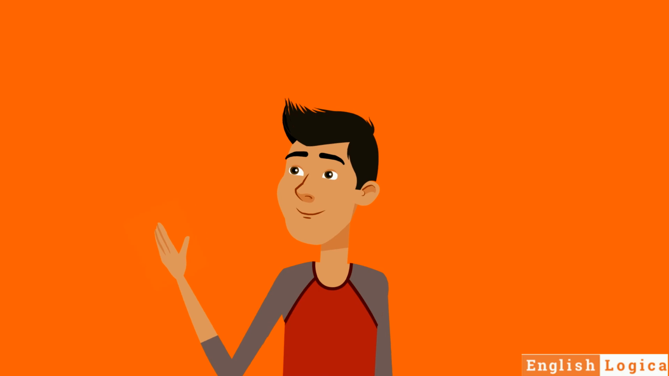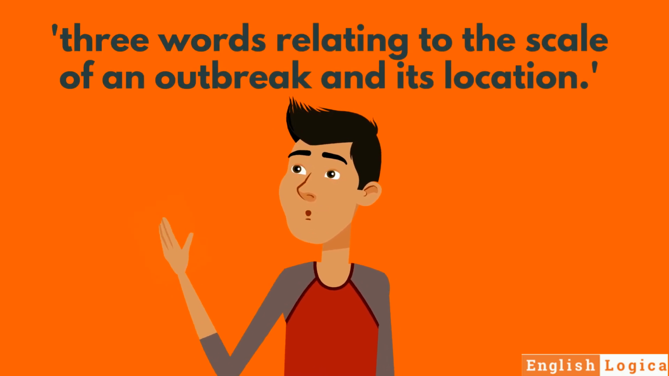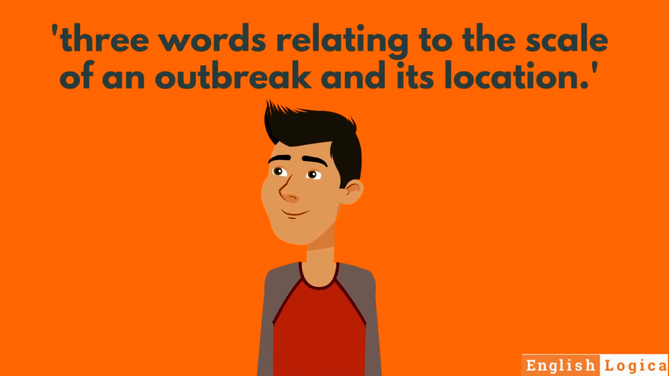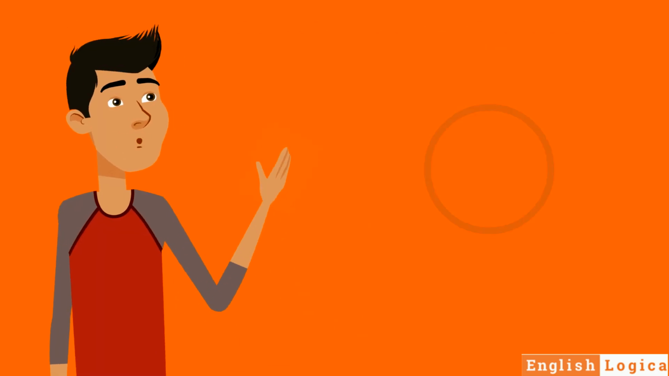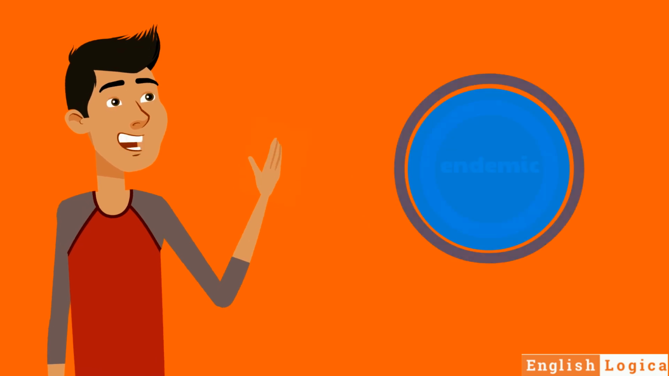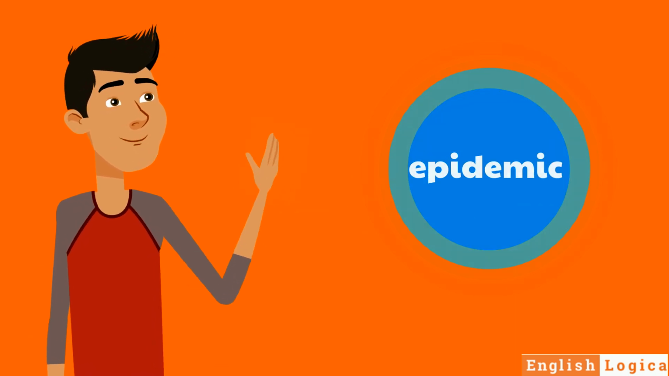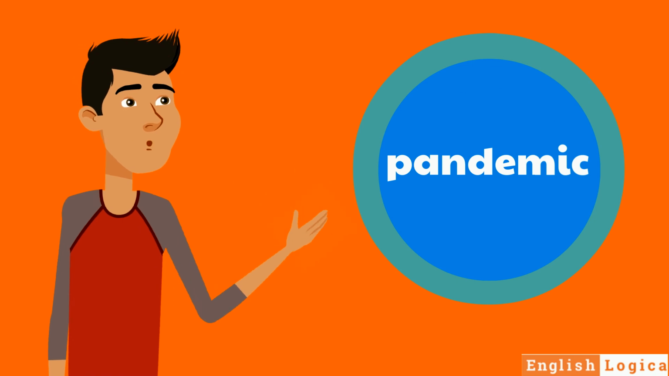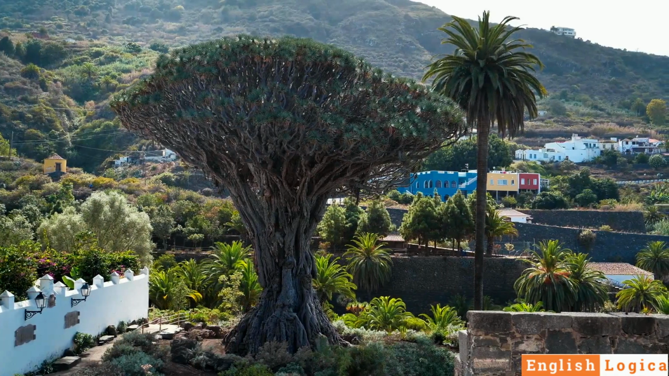Now let's look at 3 words relating to the scale of an outbreak and its location. These words are endemic, epidemic, and pandemic. Endemic.